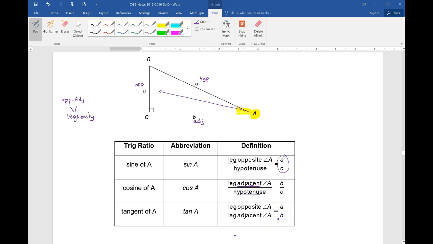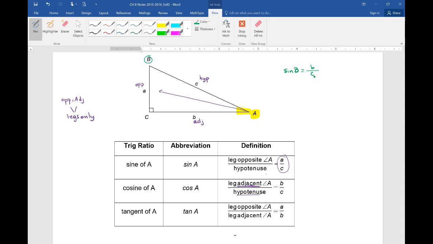Okay? Now, suppose I wanted to find not sine of A, but sine of B. Okay? Sine is what? Opposite over hypotenuse. All right? So look at angle B. Which one is the side opposite to B? Lowercase b. Which one is the hypotenuse? C. Okay? So do you see how the term opposite changes for A and for B?